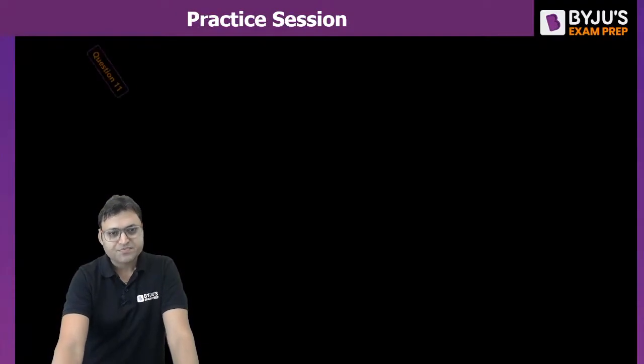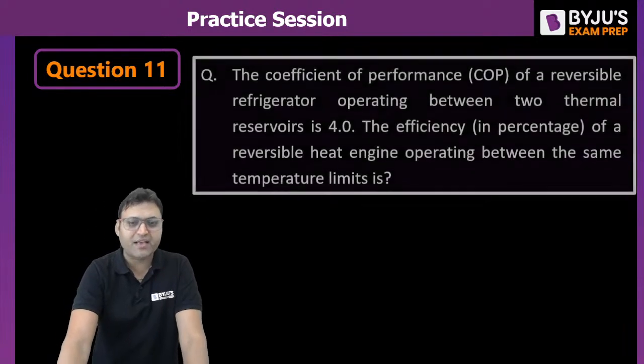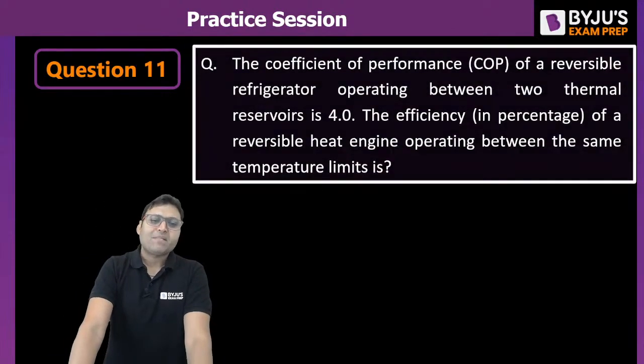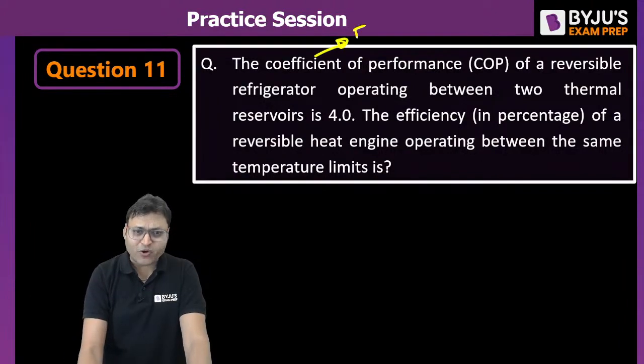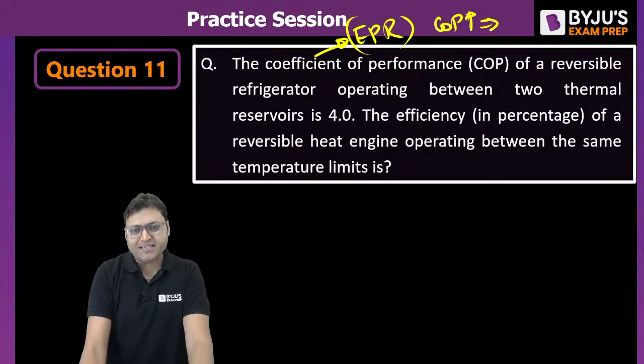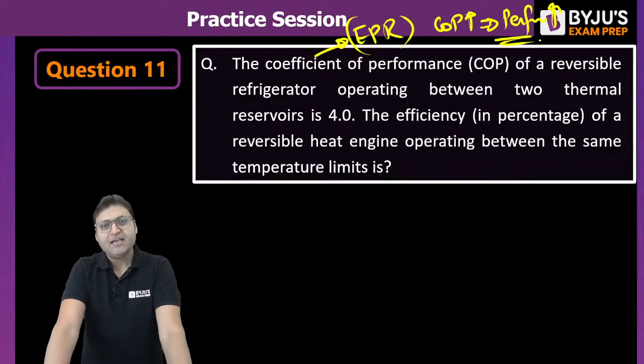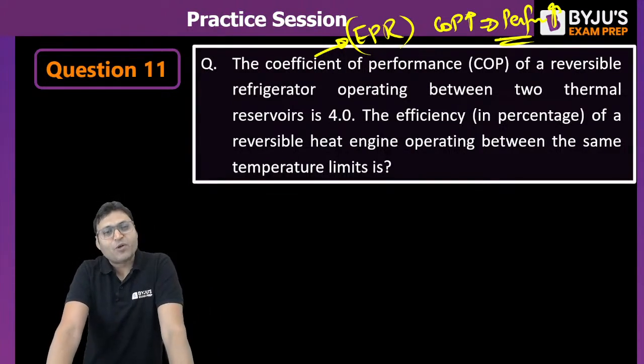All right, let us move to question number 111, the second last question for the day. The question says the COP, it is also known as energy performing ratio, EPR, and as the COP increases, the performance increases. More will be the COP, more will be the performance. It is another performance parameter.